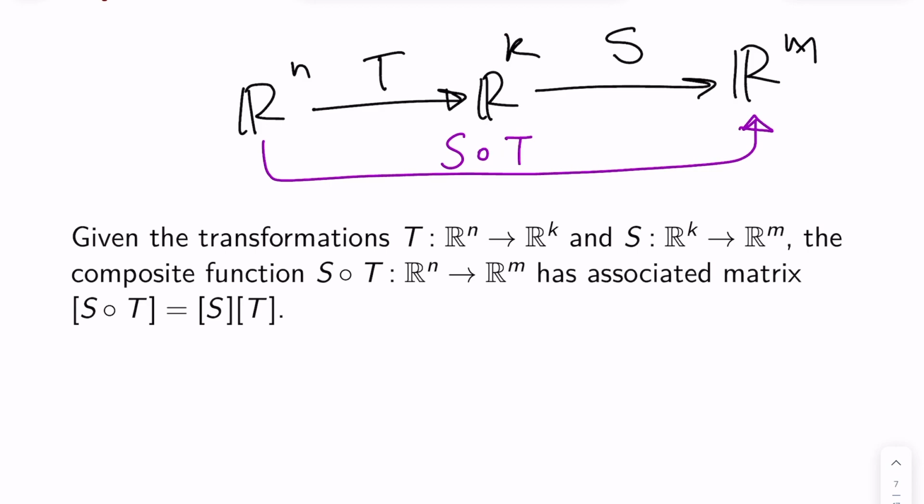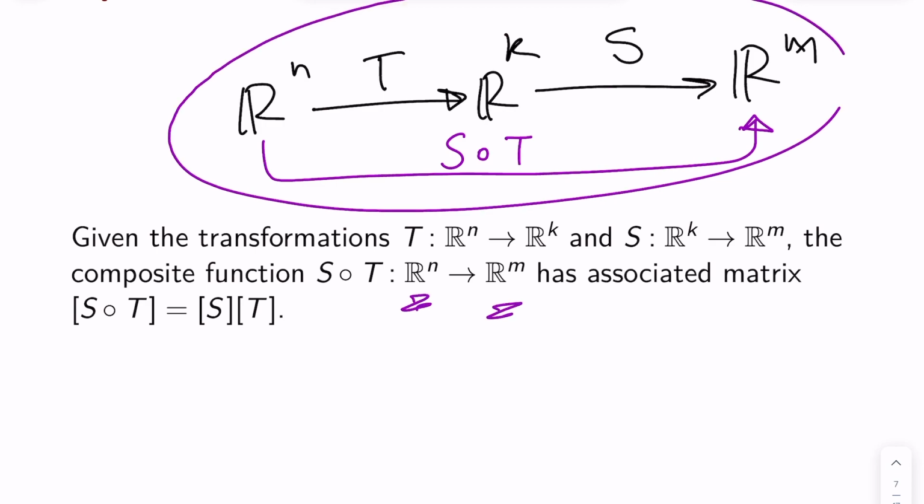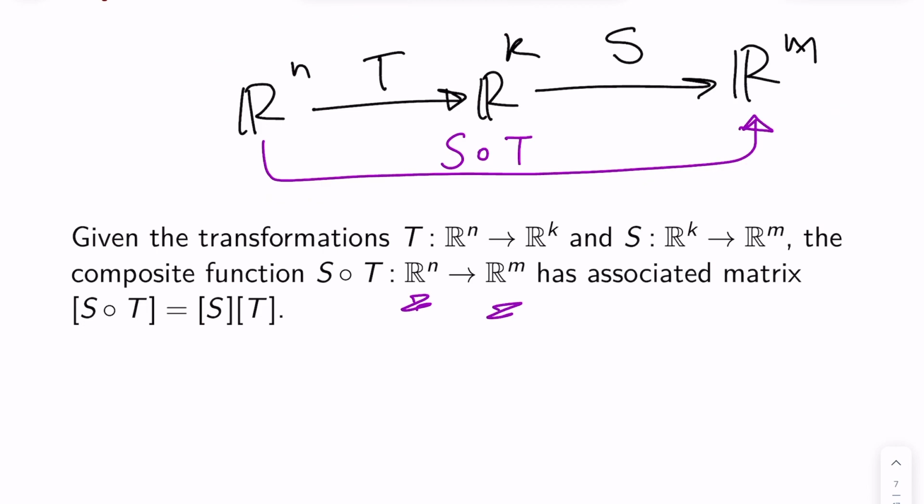Because it's written that way because that's the order in which you do the operations, right? You apply first T and then you apply S. So that's the order in which you compose the functions. And so the composition S∘T is starting in Rn and finishing in Rm. You see that it's always useful to do the diagram to understand the dimensions in the composition.